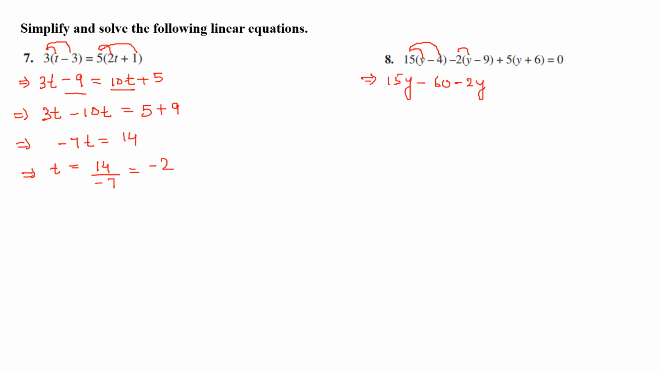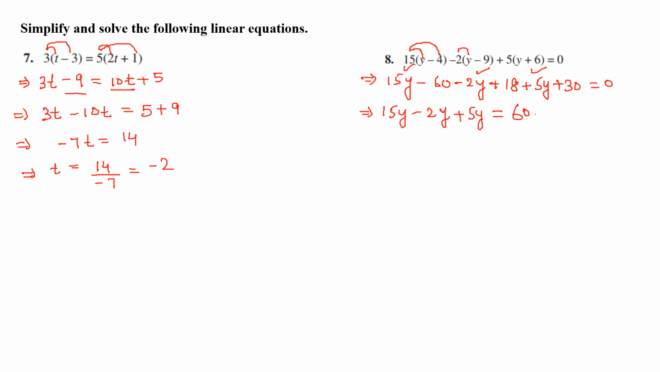Then minus 2y plus 2 into 9 is 18 plus 5y plus 30 equal to 0. Next is 15y minus 2y plus 5y. I'm bringing all the variables to one side. Okay. And then the constant is minus 60. I'm transposing to other side. It will become plus 60.